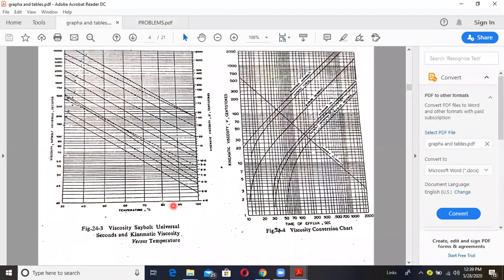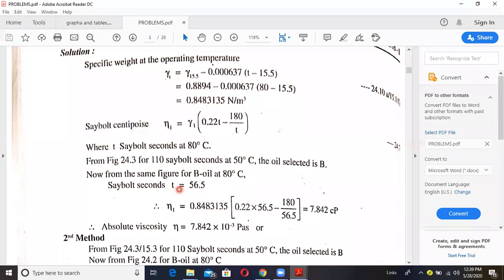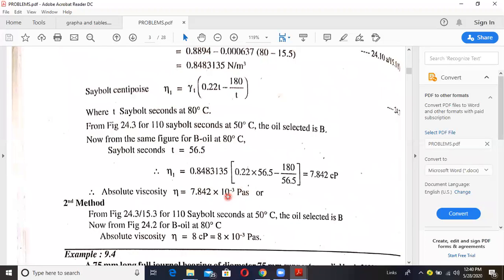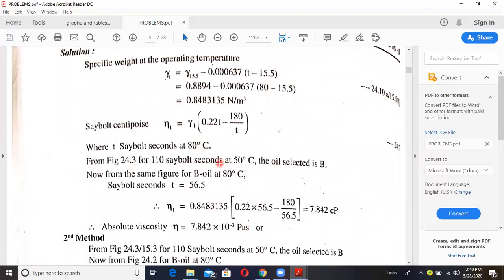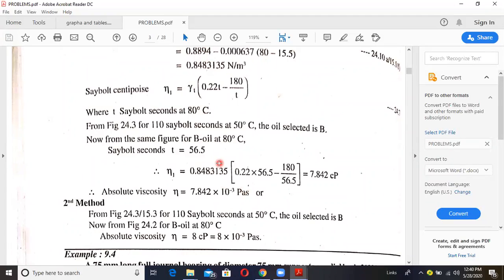That is how you have to find it out. See, 80 degrees here, now we got the curve B. Move until it touches curve B and come towards the left side, and somewhere you will get here, that is 55 above, that is 56 we got. So that is nothing but T. Once you get T, substitute here, and gamma T we have calculated previously. Again, this T is nothing but 56. Then we are going to calculate the absolute viscosity. In this way, we can calculate absolute viscosity based upon the Saybolt seconds. This is another problem, how to calculate viscosity if they have given the Saybolt seconds.